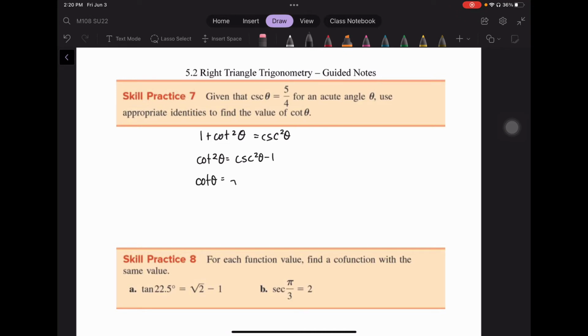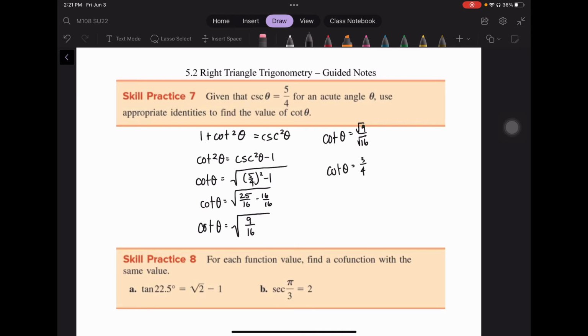or the cotangent of theta is equal to the square root of cosecant squared, which is 5/4 squared, minus 1. 5 times 5 is 25, 4 times 4 is 16, and I'm going to turn this 1 into 16/16 to find a common denominator. The cotangent of theta is then the square root of 25 minus 16 over 16, which is 9/16, and those happen to be nice, perfect squares. The square root of 9 over the square root of 16, or 3/4.